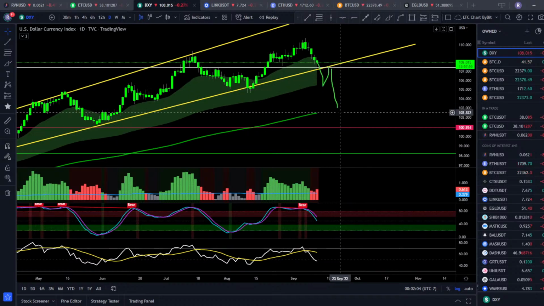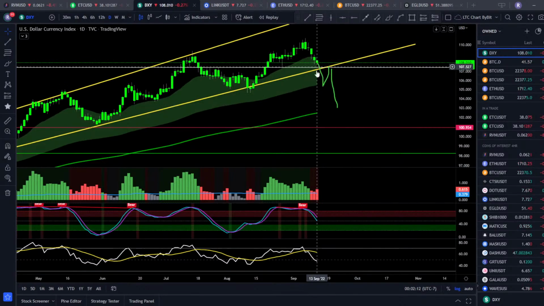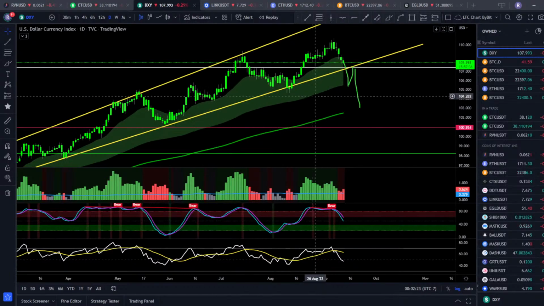This is going to be a big move for Bitcoin. If Bitcoin's going to get up to $28,000 to $30,000 again in the near future, we need the DXY to fall through this and then continue the fall down to the 200. And during this fall right here, that's when Bitcoin, I think, is going to have a massive move. So that's what I got on the DXY.